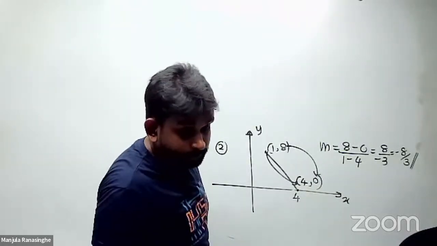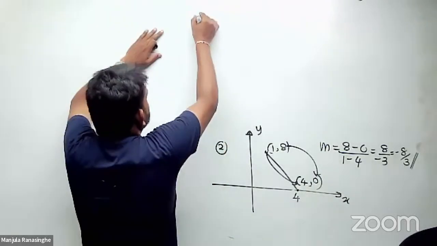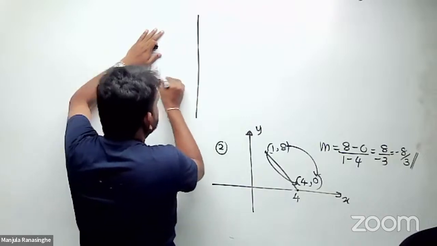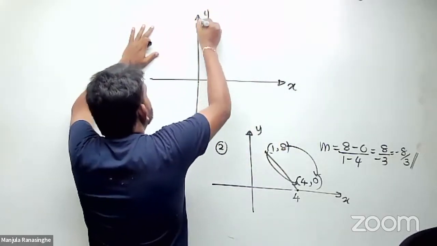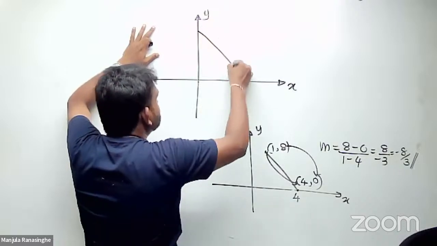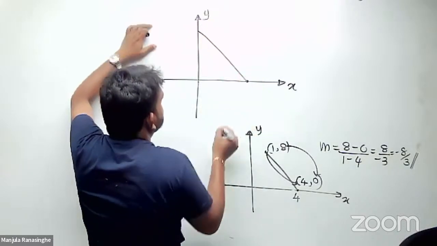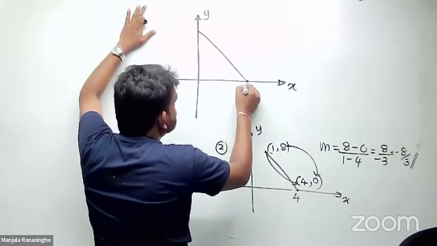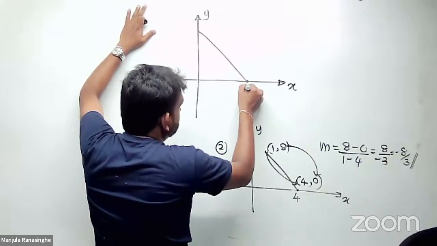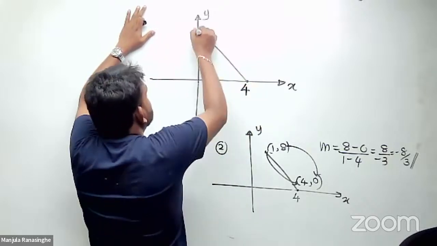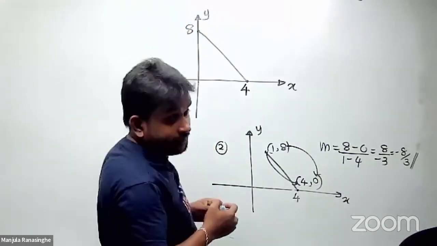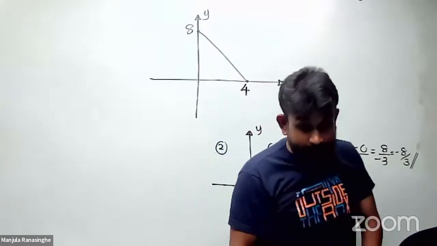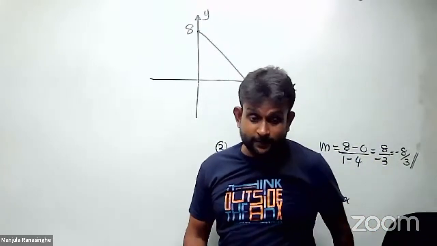Right. Now they haven't given any coordinates, but the intersecting values are given. This could come in an exam too. Here it is just 4, and here it is given as just 8. 4 and 8. They are asking for the gradient.